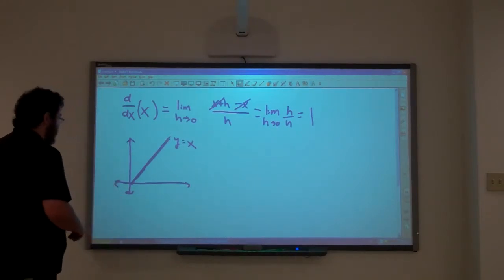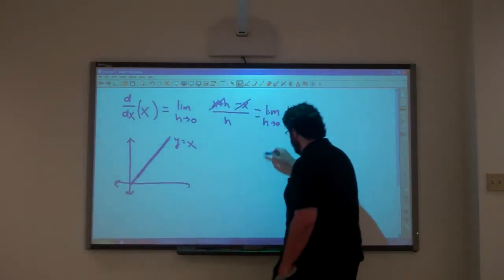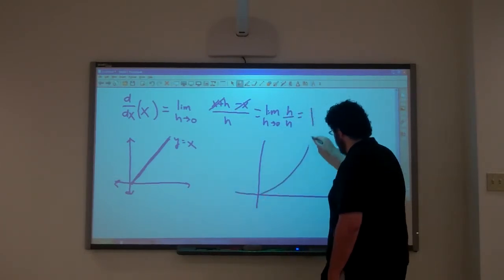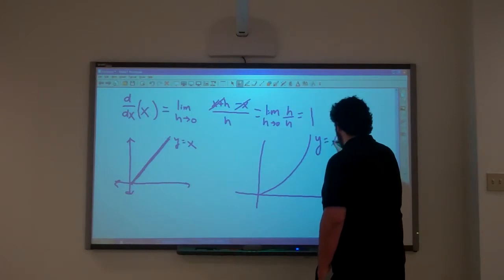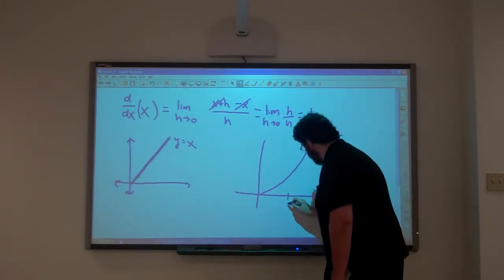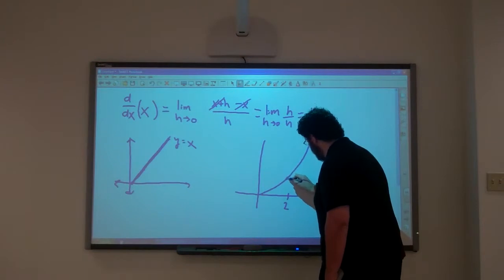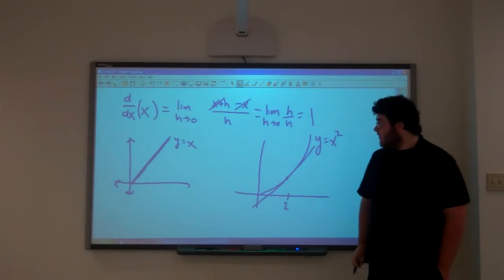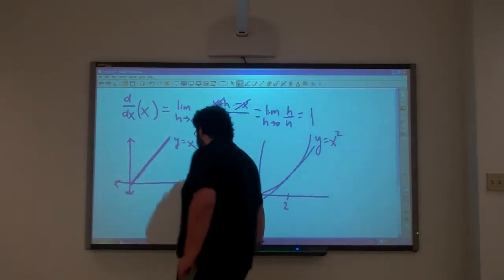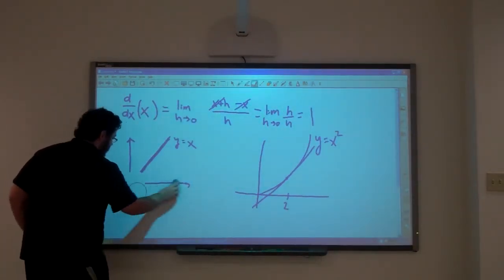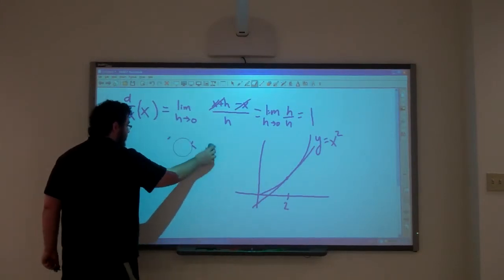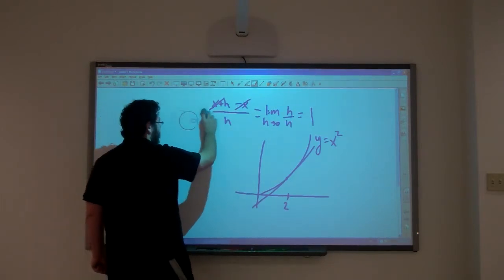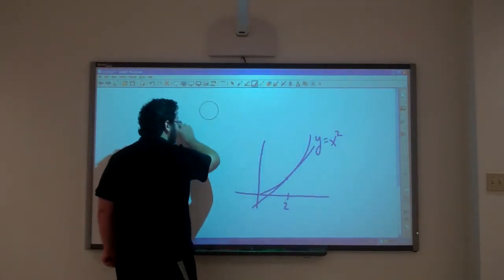So let's do a slightly more complicated one. Let's say we want to find the slope of the tangent line on this parabola, y equals x squared, at the point x equals 2. So I want to know what's the slope of that line. Okay, so let's do that. So again, we're going to have to do this limit definition of a derivative and calculate what is the function that tells us the slope. So let's do it.